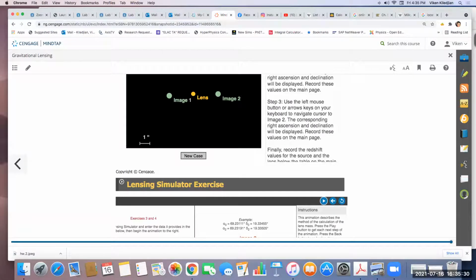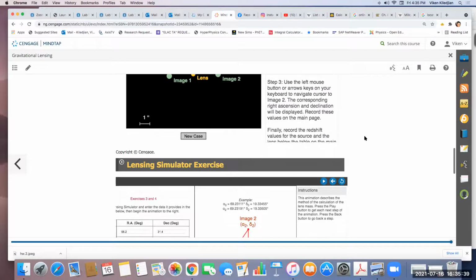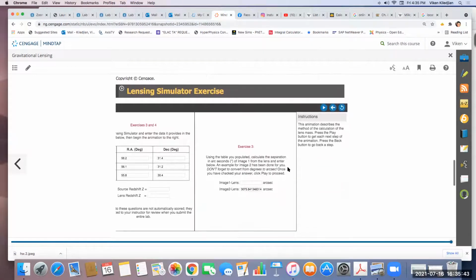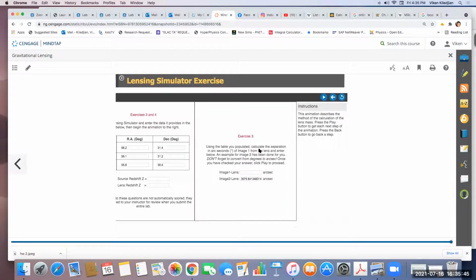Instead of taking distance, this separation, we're calculating angular separation. Very interesting technique, very interesting. Then we'll press play. Exercise. Use the table you populated. Calculate the separation in arc seconds of image 1 from the lens and enter below. Don't forget to convert from degrees to arc seconds. Once you have checked your answer, click play to proceed.